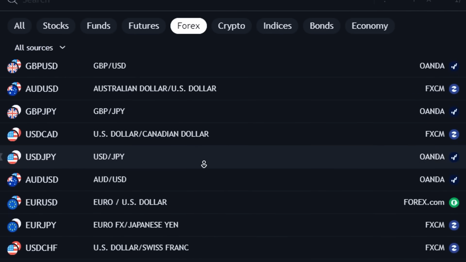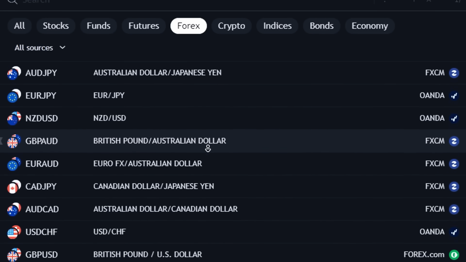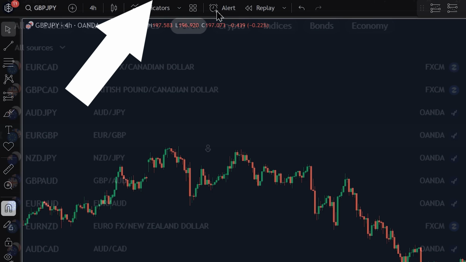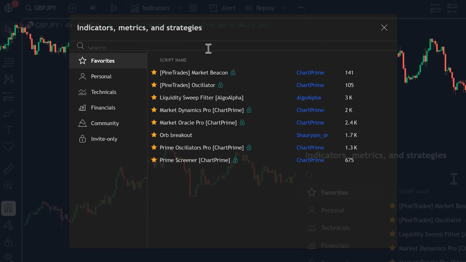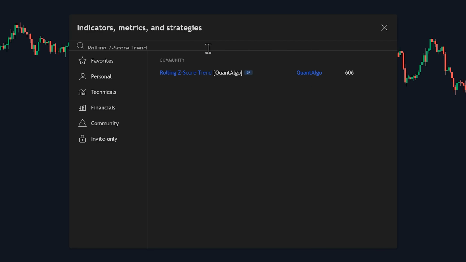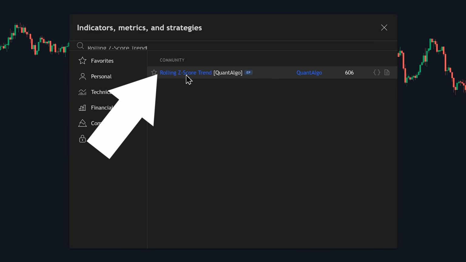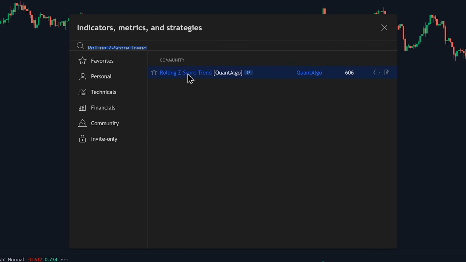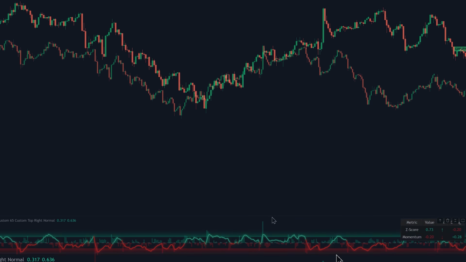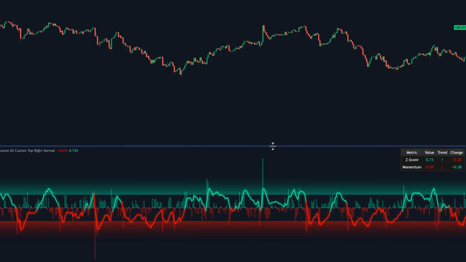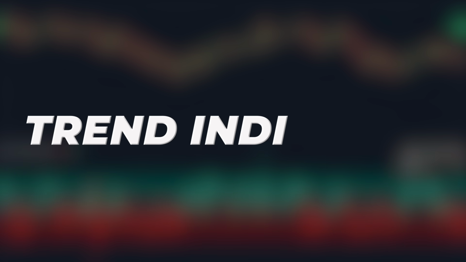Once you're in, load up whatever market and time frame you're interested in. Then click on the Indicators button, and in the search bar, just type in Rolling Z-Score Trend. You're looking for the one by QuantAlgo. Click on that, and it'll pop right onto your chart. And there it is, ladies and gentlemen, the all-powerful Rolling Z-Score Trend Indicator.